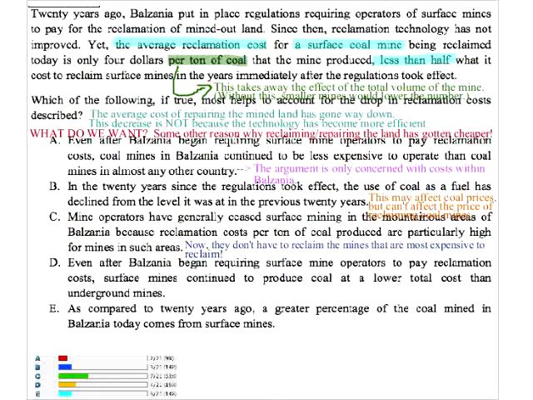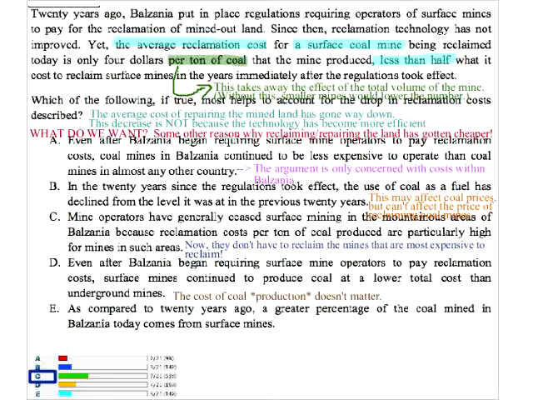But let's look at the other two choices anyway, because people did pick them. D: even after Balzania began to require surface mine operators to pay reclamation costs, they continued to produce coal at a lower total cost. Again, we're only concerned with the cost of reclamation. The cost of coal production is actually irrelevant. So, cost of coal production doesn't matter.